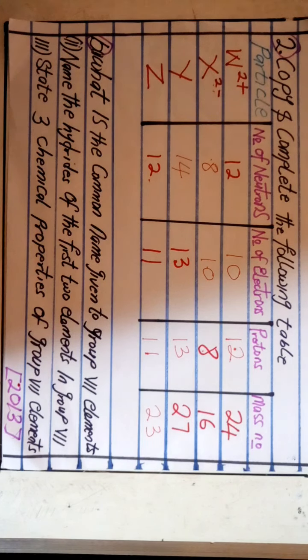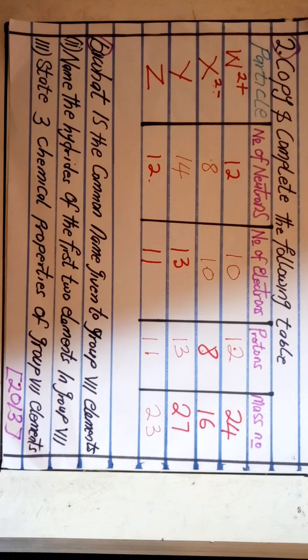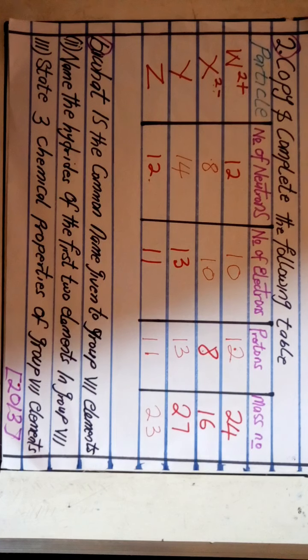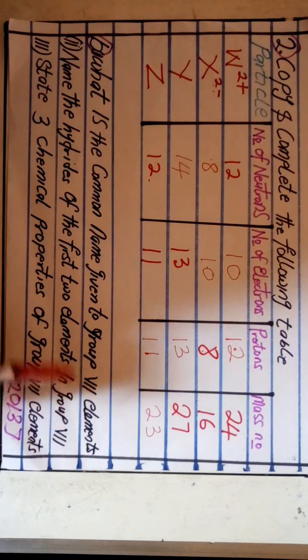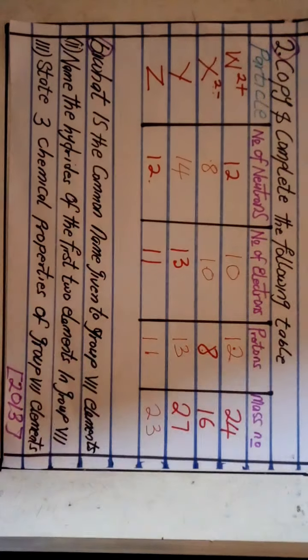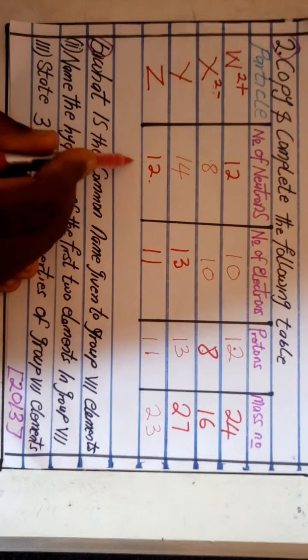asking questions from, like group 1, alkali metals, group 2, alkaline earth metals, then we have transition metals, we have halogens, which is group 7, then group 8, inert elements. All these groups, once in a while, they like asking questions among those groups. So take note. The common name given to group 7 elements is called halogens. Halogens, I'll write it here. Halogens.